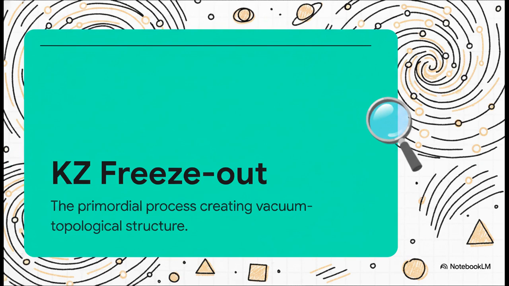Okay, let's break down this complex term, tachyonic Kibble-Zurek freezeout. Yeah, it's a mouthful, but this is the ultimate origin story. Long before stars or galaxies even existed, this primordial freezeout process created the underlying topological scaffolding of the universe. It's the blueprint that all ordinary matter would eventually follow and condense into.